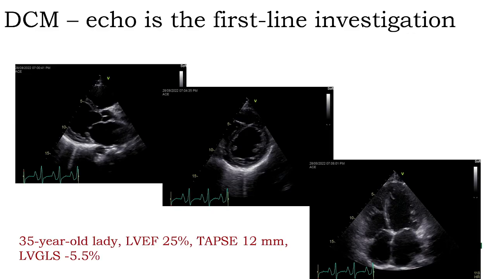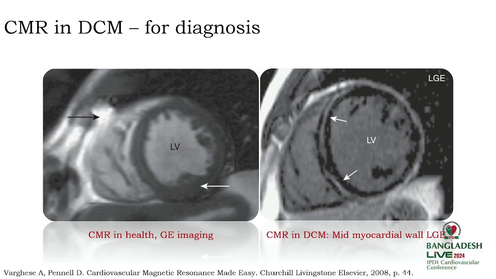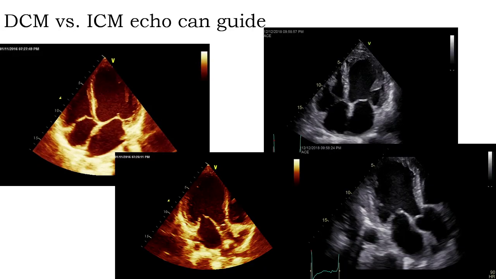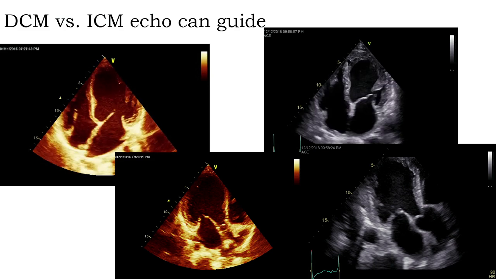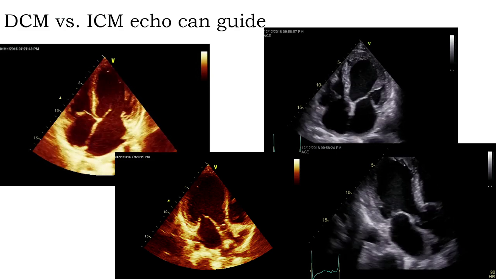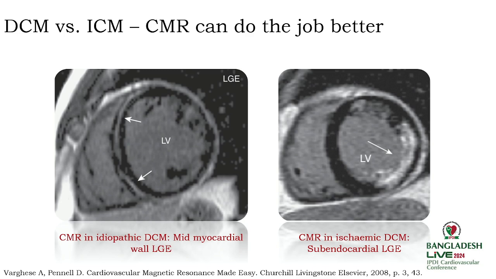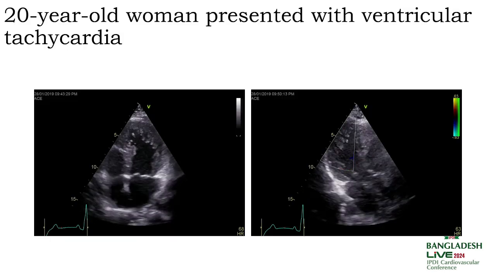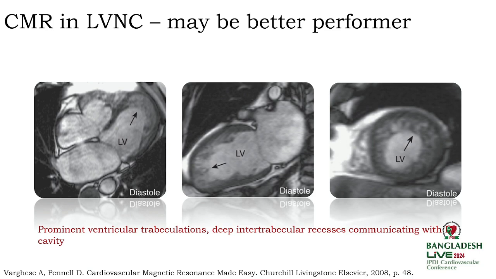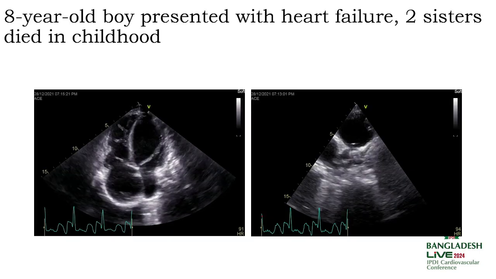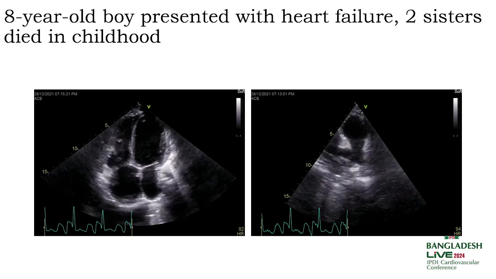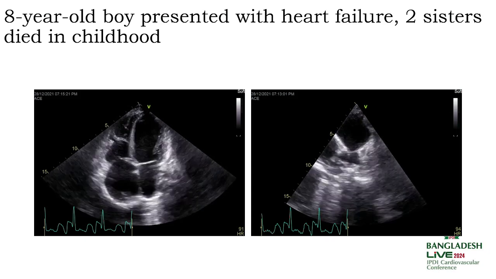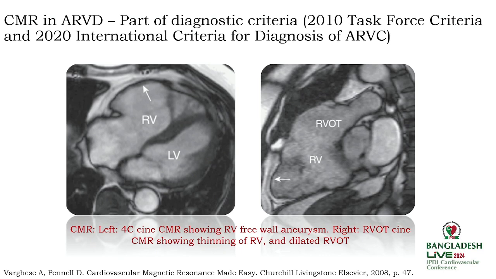Echo can be the first-line investigation for the diagnosis as well as the prognostication of dilated cardiomyopathy. If there is any doubt, in that case, cardiac magnetic resonance can help. And also, echo can help in differentiation from ischemic cardiomyopathy. But in difficult cases, we can again take the help of cardiac magnetic resonance, and it can be a beautiful option. It can also detect left ventricular non-compaction cardiomyopathy. And in confusing cases, CMR can help a lot. The same is true for the diagnosis of ARVD. Echo can help a lot, but in doubtful cases, we can take the help of cardiac magnetic resonance.